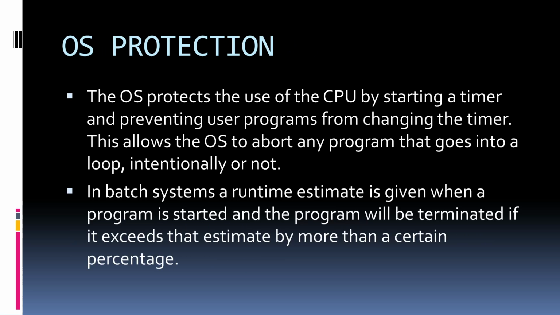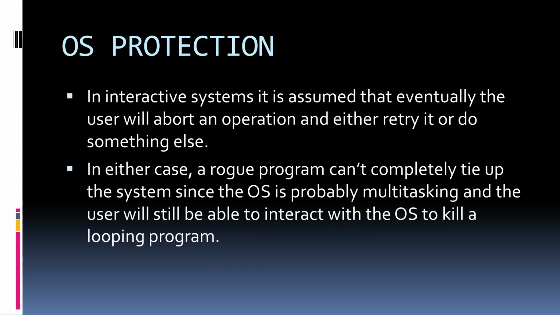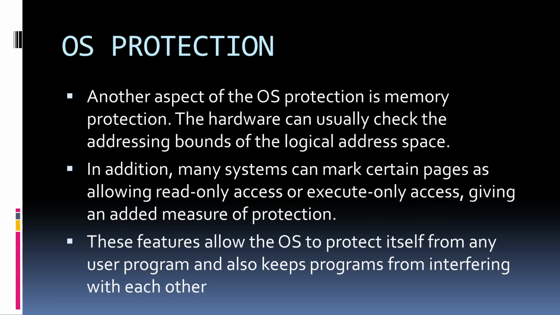Now, protection. The OS protects the use of the CPU by starting a timer and preventing user programs from changing the timer. This allows the OS to abort any program that goes into a loop, intentionally or not. In batch systems, a runtime estimate is given when a program is started, and the program will be terminated if it exceeds that estimate by more than a certain percentage. In interactive systems, it is assumed that eventually the user will abort an operation and either retry it or do something else. In either case, a rogue program can't completely tie up the system, since the OS is probably multitasking and the user will still be able to interact with the OS to kill a looping program.